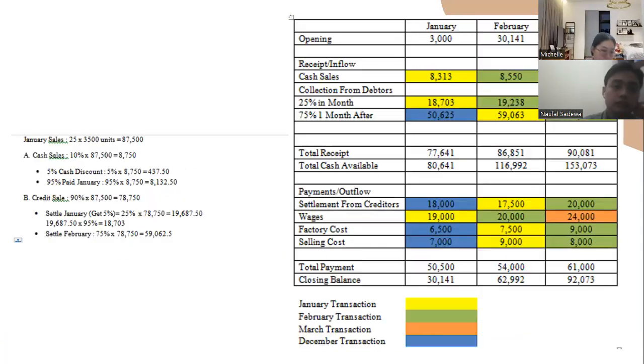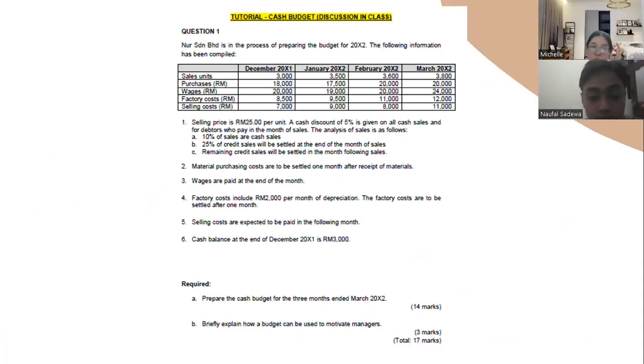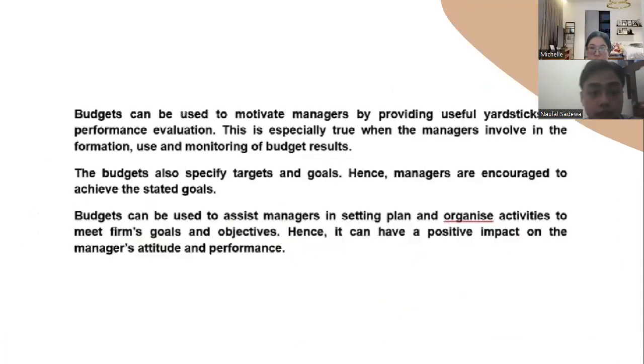And the last is about briefly explaining how a budget can be used to motivate managers. This is the answer for it. A budget can be used to motivate managers by providing useful performance evaluation. This is especially true when the manager's information is used to monitor budget results. The budget also specifies targets and goals. Hence, managers are encouraged to achieve the stated goals, and the budget can be used to assist managers in setting plans and organizing activities to meet the firm's goals and objectives. Hence, it can have a positive impact on the manager's attitude and performance.